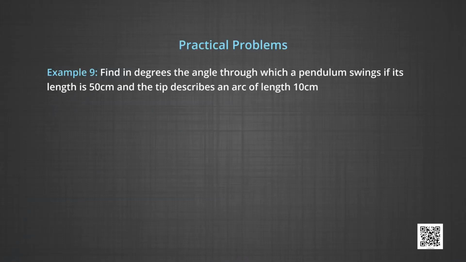Now, we will discuss some practical problems. Example 9 is one of them. Find in degrees the angle through which a pendulum swings if its length is 50 centimeter and tip describes an arc of length 10 centimeter. Here r the radius is 50 centimeter and s the arc length is 10 centimeter.